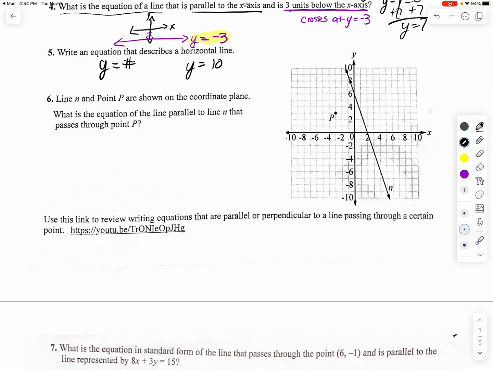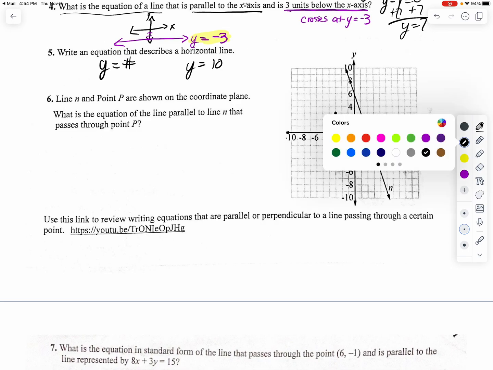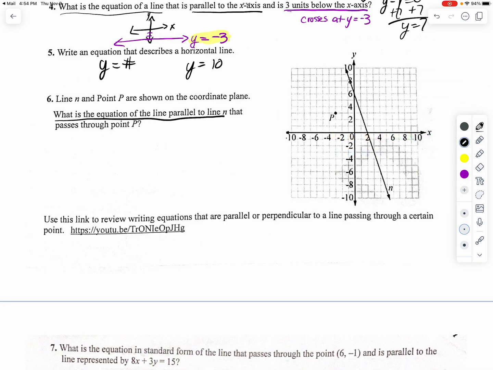For number 6, it says line N and point P are shown on the coordinate plane. What is the equation of the line parallel to N that passes through the point P? And that may sound like a lot, so let's take it in pieces. Number 1, it's asking for an equation that is parallel to N. What is N? Where is N? That's right here.